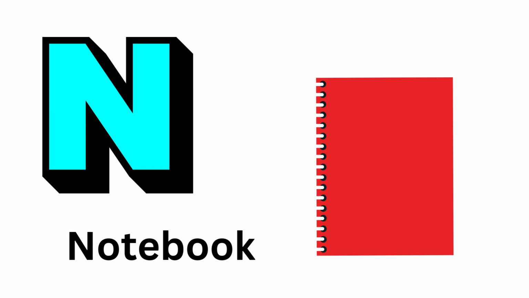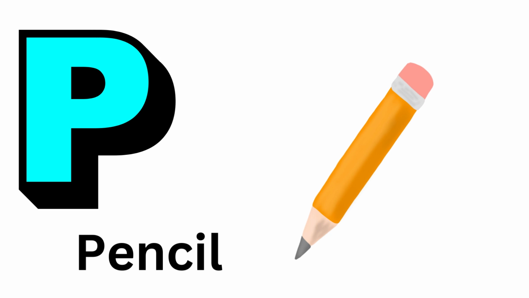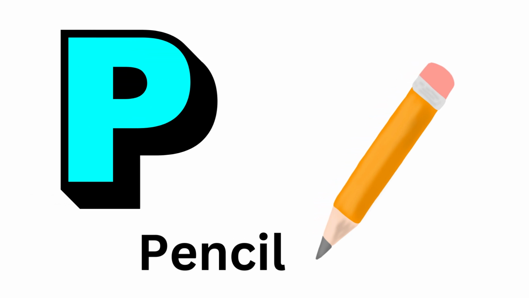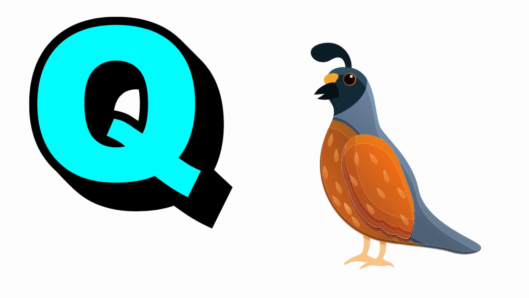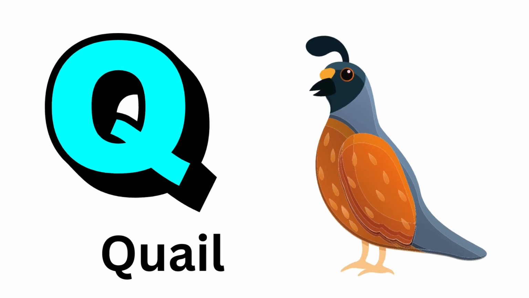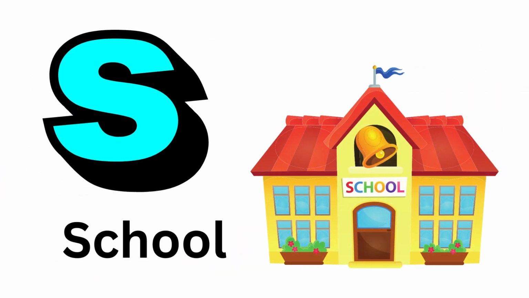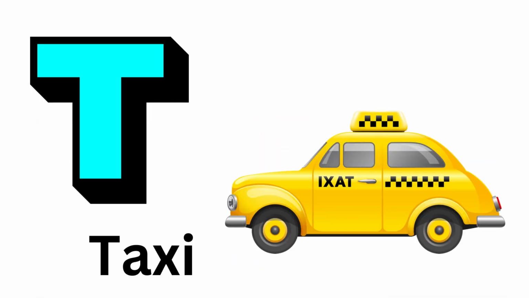N. N is for notebook. O. O is for orca. P. P is for pencil. Q. Q is for quail. R. R is for rain. S. S is for school. T. T is for taxi.